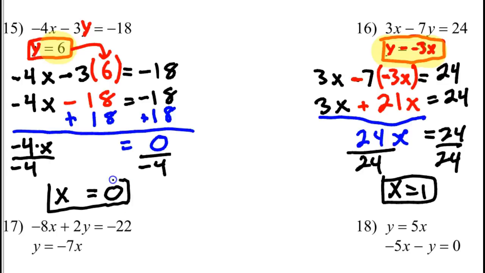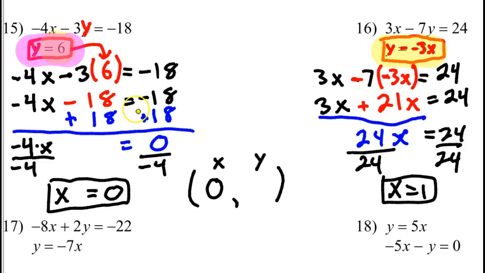Now these are both partial answers. We have not answered the question yet. Because remember, the answer is where they both intersect. So it's actually a coordinate comprised of an x answer and a y answer. So we figured out on number 15 that x equaled 0. And we were given at the very beginning that y equals 6. So make sure you write your final answer in this format, in coordinate form, like this. Okay?